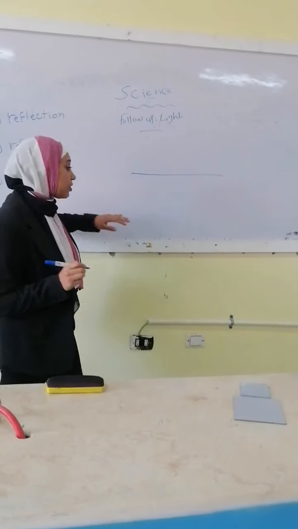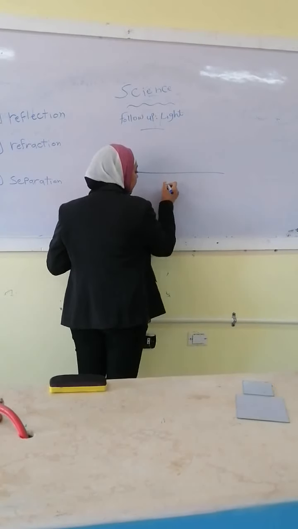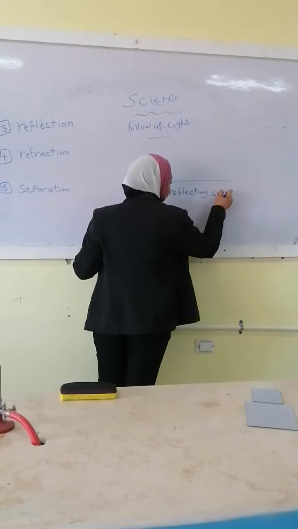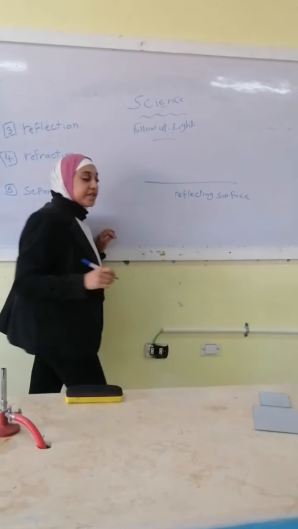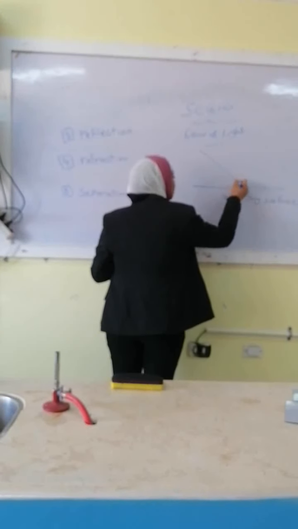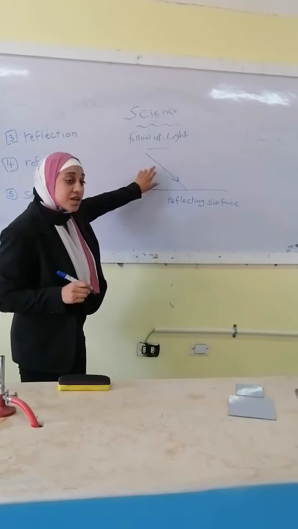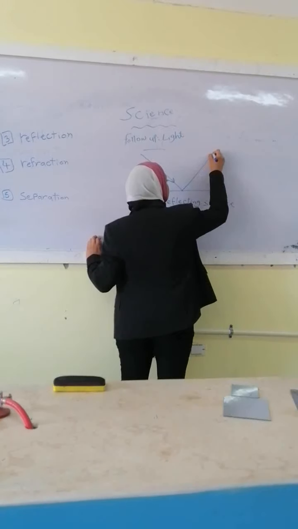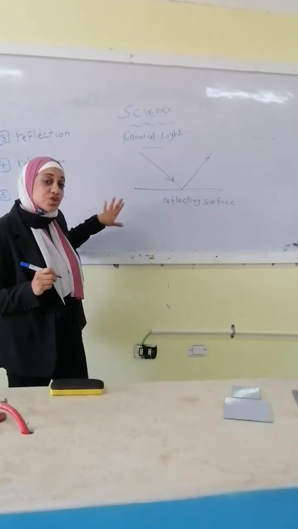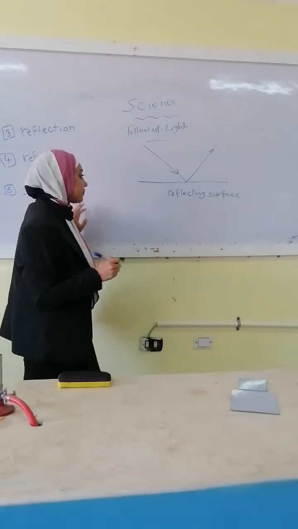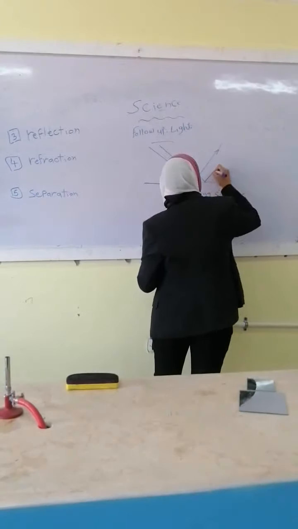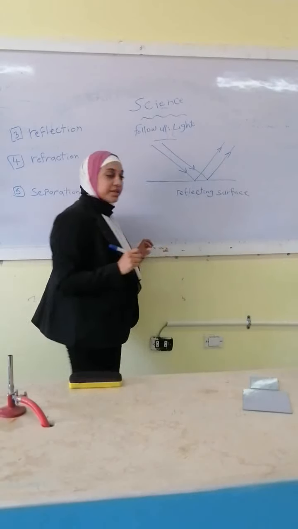So let's draw it together. This is called a reflecting surface. Okay? And if I have a light source, light rays reflect in one direction like this, or return back in one direction. Okay? So this is called light reflection. This is the incident ray, and this is the reflecting ray, like this.